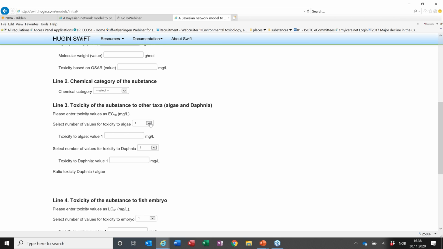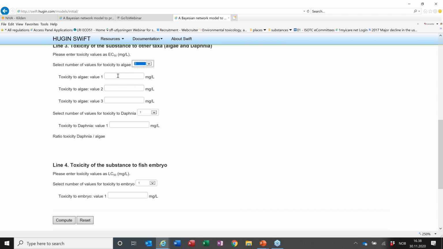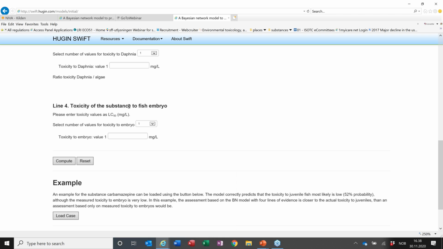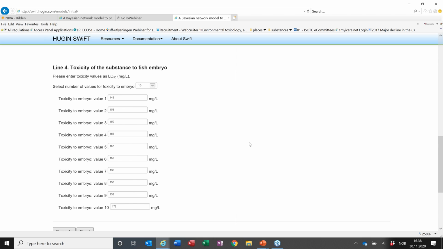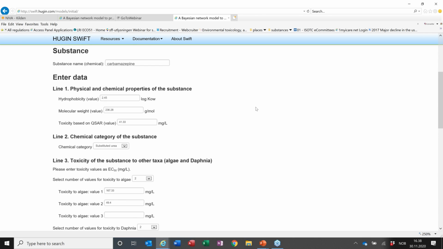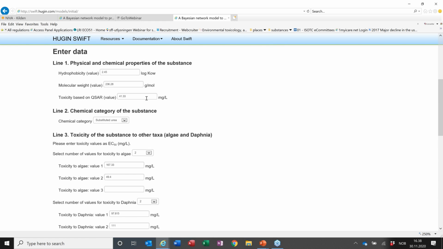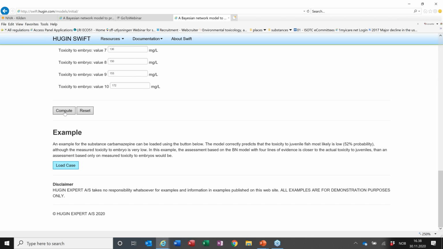Then you can select the number of values, because you may have more than one algal toxicity data point. And then you put your EC50 values in, same for the Daphnia. And then you put your fish embryo data in. And there is a case study in here that you can load. And this is for carbamazepine. So it gives us all the information that's already in the database. So it's already preloaded. And then you just press compute.